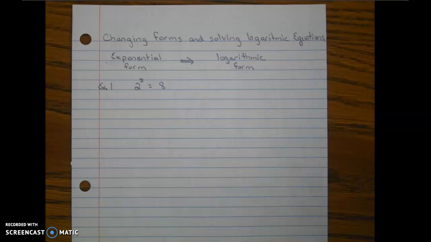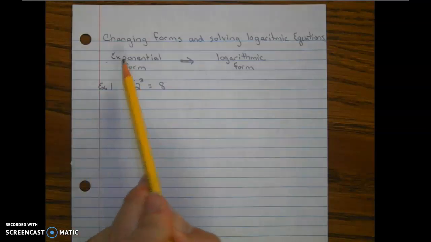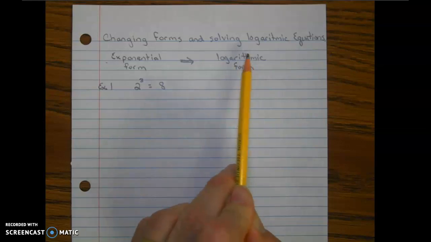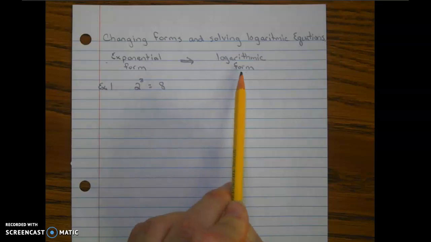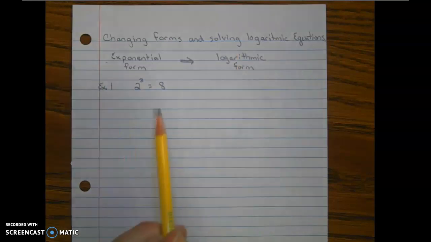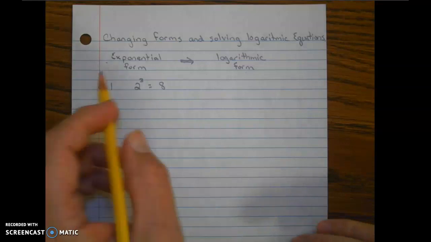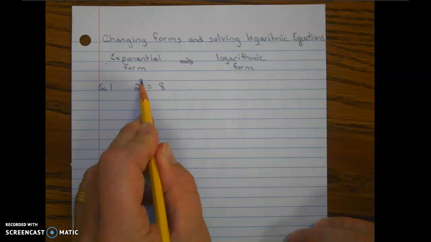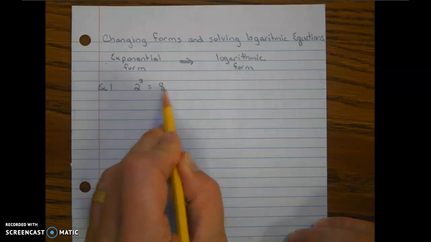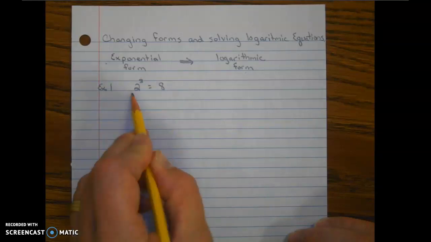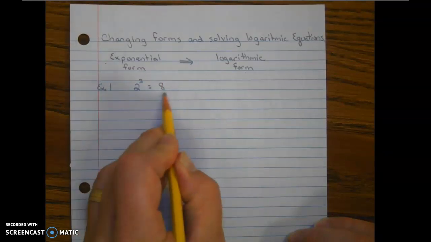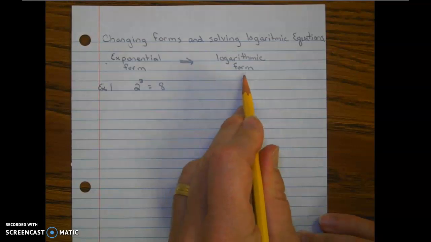Today's lesson is on how to change forms, going from exponential form to logarithmic form. A logarithm is a new type of function that we're going to be learning about. So let's get right into this. Right here we see exponential form. We have a base raised to a power, and then we have the answer over here. So we can rewrite this equation as a logarithmic equation.